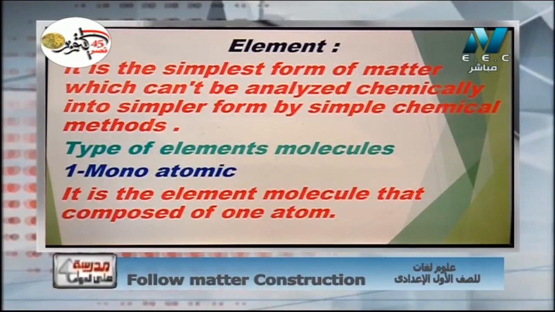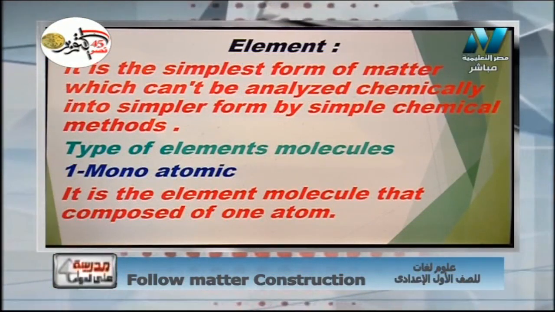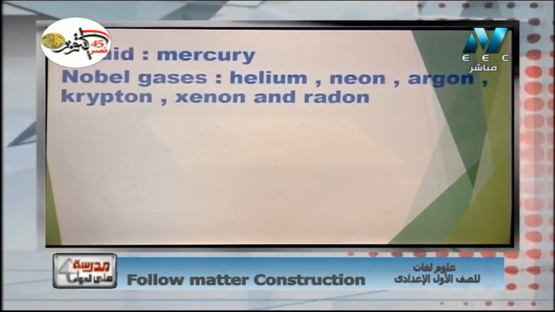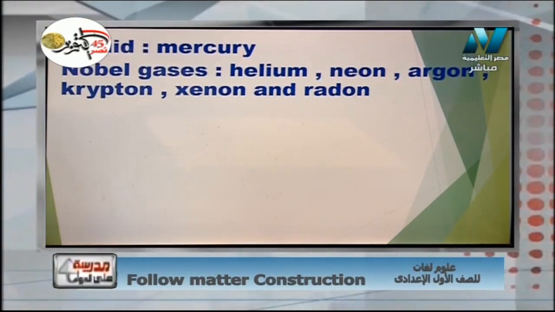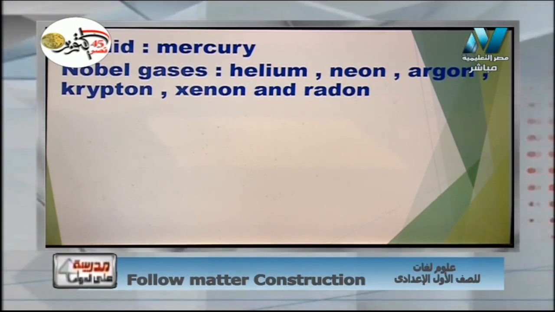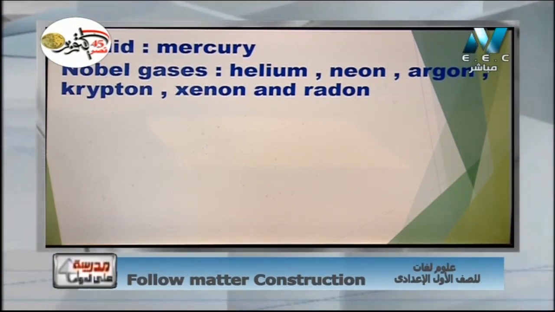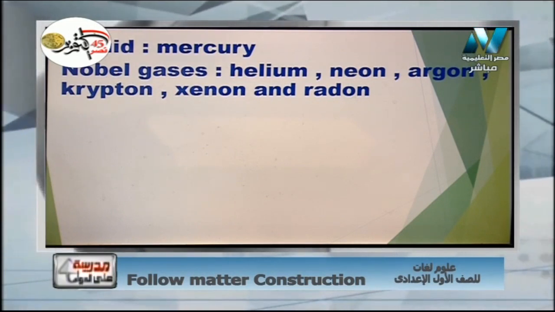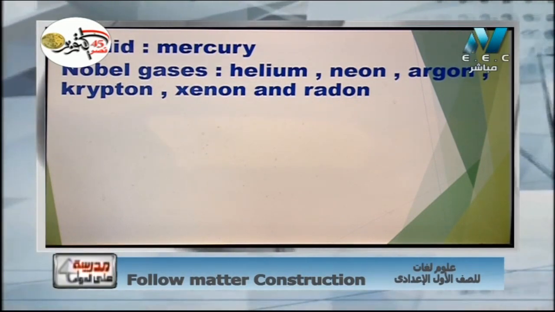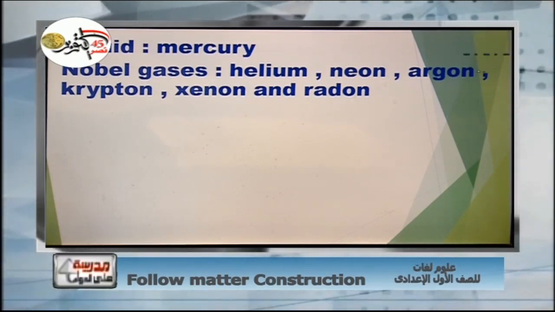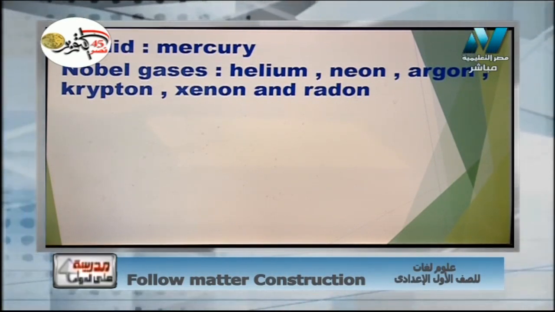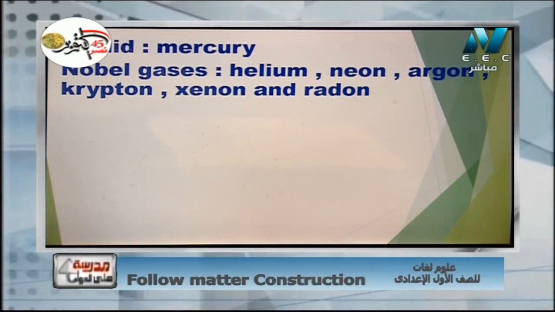Like what? What's meant by monoatomic? It is the element molecule that is composed of just one atom. Like what? We have just one liquid whose molecule consists of one atom. This element is called mercury. We studied mercury in primary 4 as the only liquid metal, and we studied that its molecule consists of just one atom. The whole molecule, just one atom.